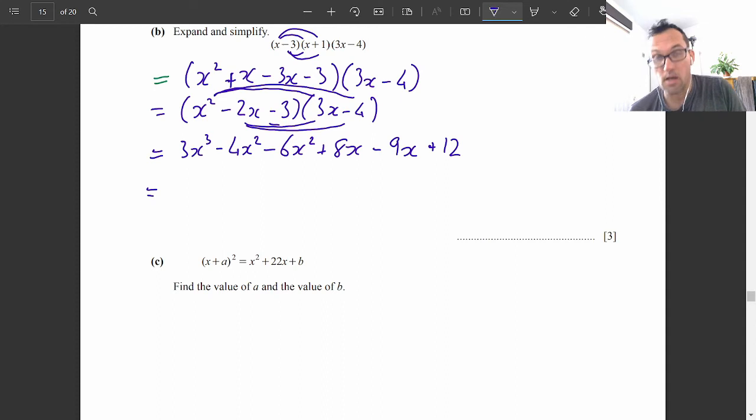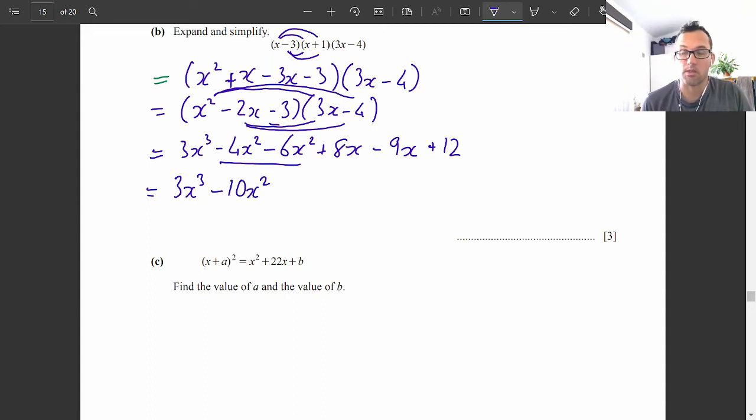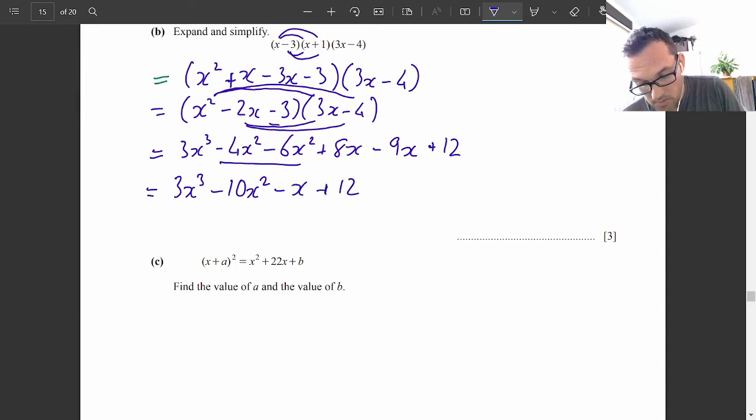All that's left to do now is simplify this. So 3x cubed minus 4x squared minus 6x. This is a simple subtraction that will give you a negative 10x squared. Remember, in this case, two negatives doesn't make a positive. We're just going down the number line. 8x minus 9x gives you negative 1x plus 12. And that is the correct final answer.